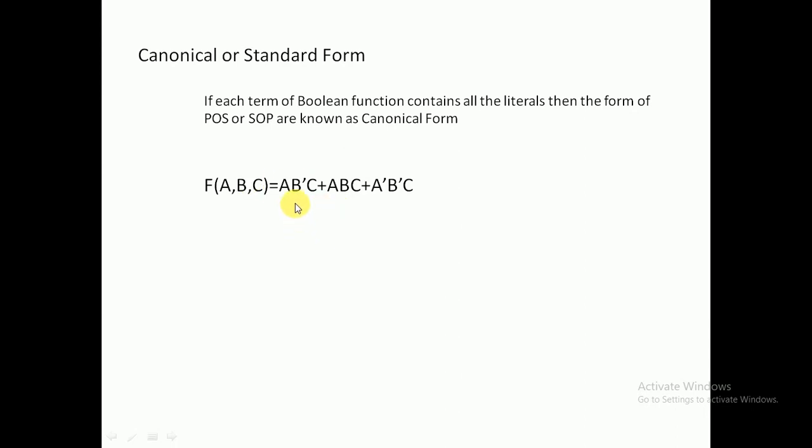Let us take the first term, A, B, C. 3 signals are covered, 3 variables are covered. One is B dash, it is inverted, but the B signal is available. The next one is B, C. 3 variables are available. A dash, B dash, C. The third term also has 3 variables available. So it is in a standard format.